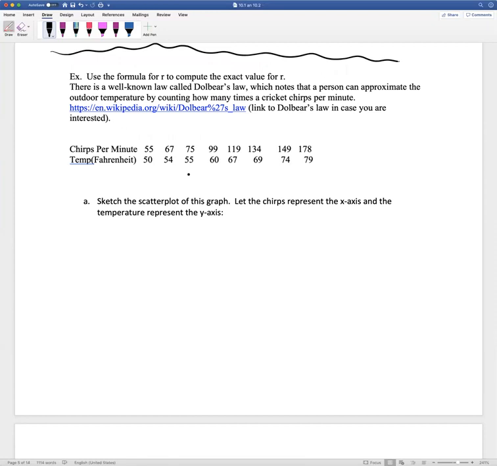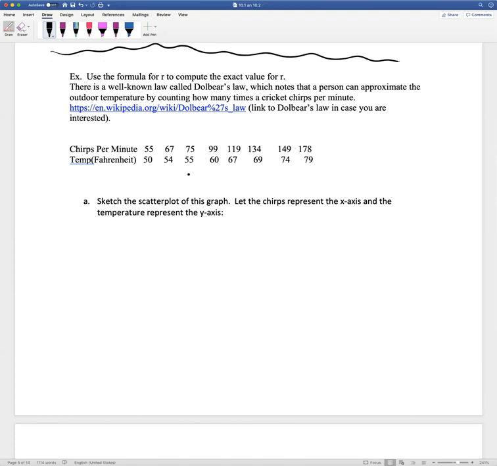Now, Dolbear's law. There's a very interesting scientist, a natural scientist. What Dolbear did is he noticed that you can approximate the temperature based on the number of times a cricket chirps per minute. And this is a true scientific phenomenon.